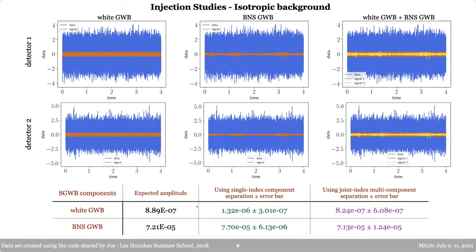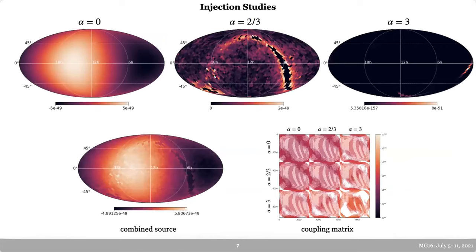And in this table, you can see that if we use a single index component, that means you assume the background is dominated by, let's say, a white gravitational background, and try to estimate that particular component, the signals are getting overestimated in both cases, compared to the expected value. But when we account for the earlier joint index analysis, that means considering both signals together, it recovers properly. So the idea is how it will look in the anisotropic case that we discussed in the previous slide.